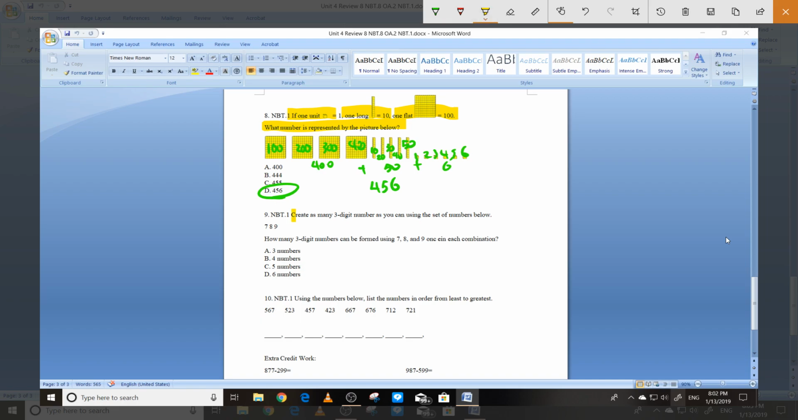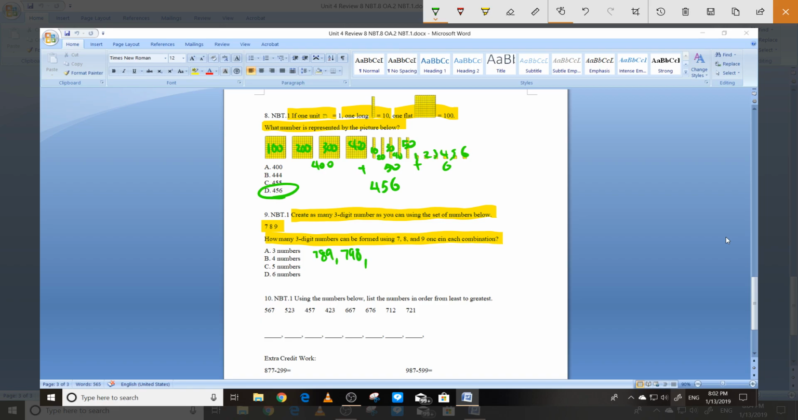Number 9. Create as many 3-digit numbers as you can using the set of numbers below, 7, 8, and 9. How many 3-digit numbers can be formed using 7, 8, and 9, using each one once in each combination? So the easiest thing to do is just write all of it out, right? 789. You can write another one, 798. Now, with 7 being the first number, those are the only two combinations you have, right? Because you can only switch the places of the other two numbers, 8 and 9.